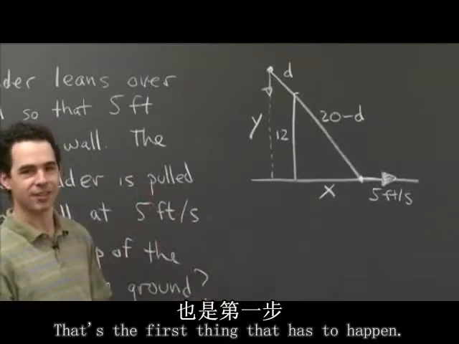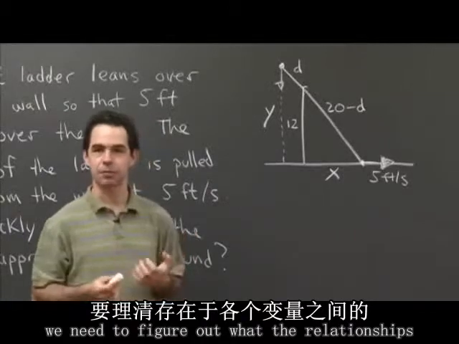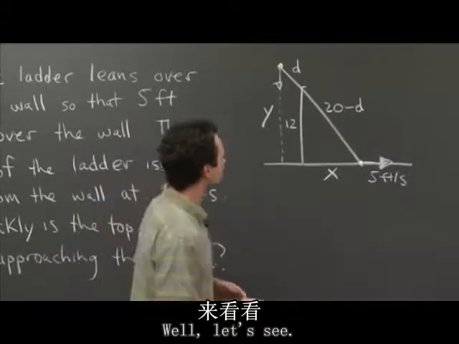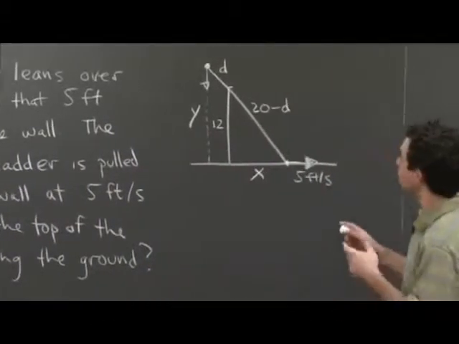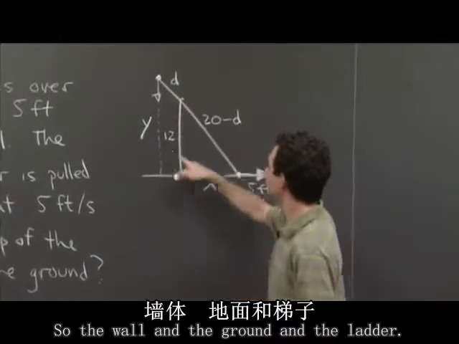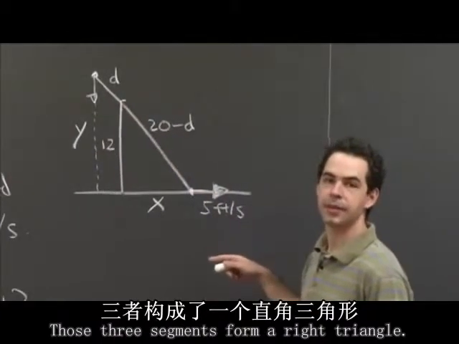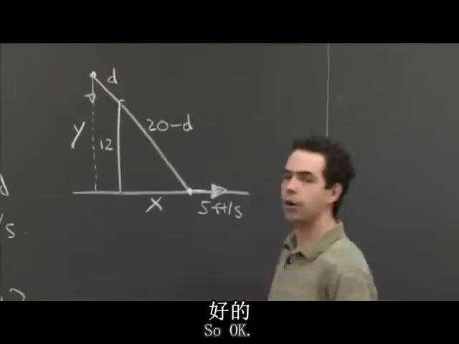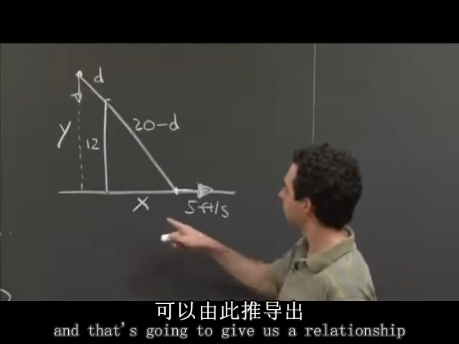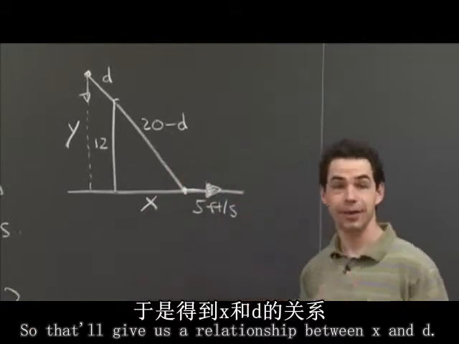So that's just the setup, right? That's the first thing that has to happen. Now, after we've set up, we need to figure out what the relationships between these different variables are. Let's see. What have we got? One thing we've got is a right triangle here. The wall and the ground and the ladder, those three segments form a right triangle. So we can apply the Pythagorean theorem here. That's going to give us a relationship between x and 20 minus d, so a relationship between x and d.